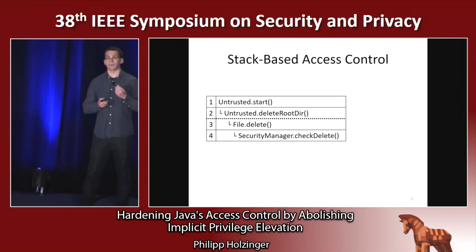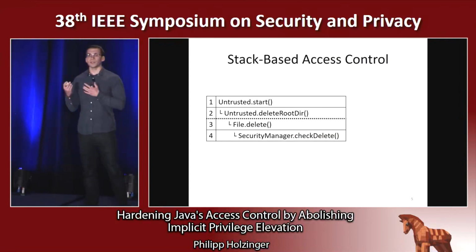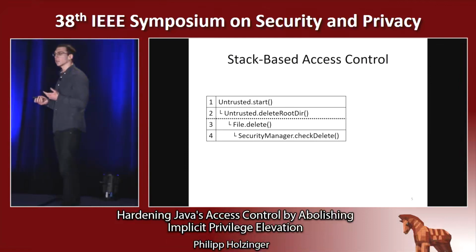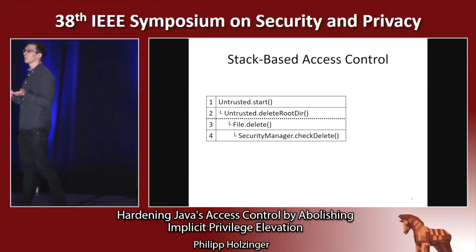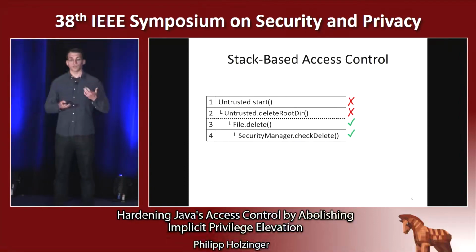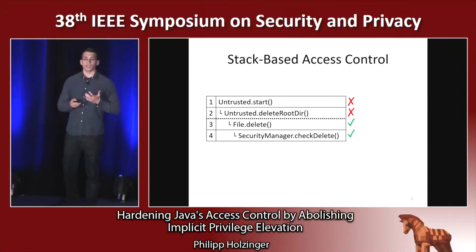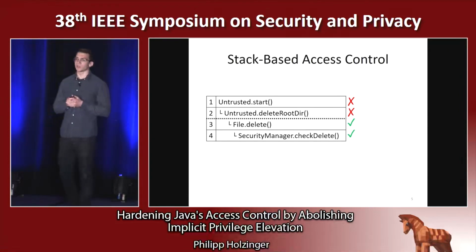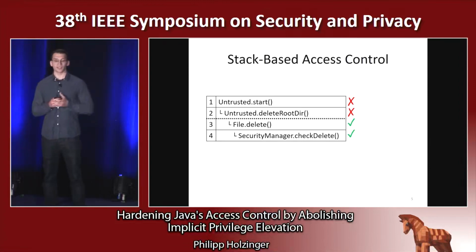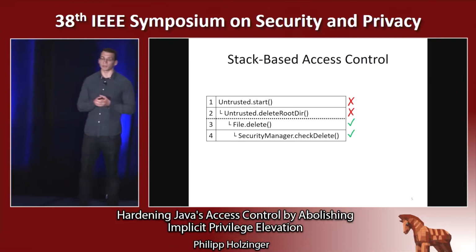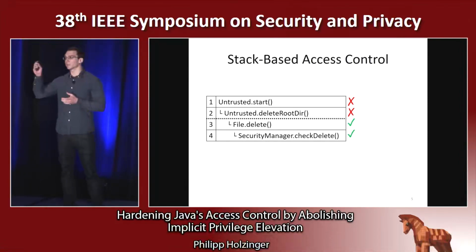For this, it uses stack-based access control. What we see here is a simple example of a short call stack of an application that attempts to delete a file. So when the security manager is invoked, the first thing we do is assign permissions to our code. As we can see here, classes that belong to the Java class library, like File and SecurityManager, are always assigned all privileges automatically, which is here indicated by the green checkmark sign.